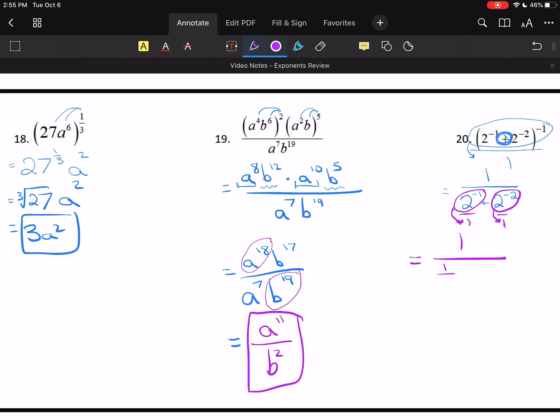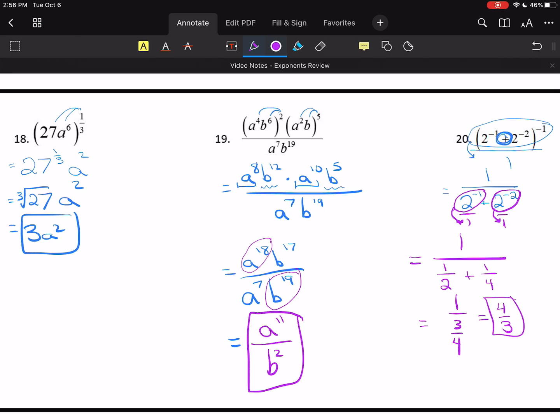So this would be 1 over 2 to the 1st power. And then 1 over 2 squared, which would be 4. Now, combining or adding fractions, I need a common denominator. So 1/2 would really be 2/4, right? So 2/4 plus 1/4 would leave me with, okay, and that would equal 4 over 3.